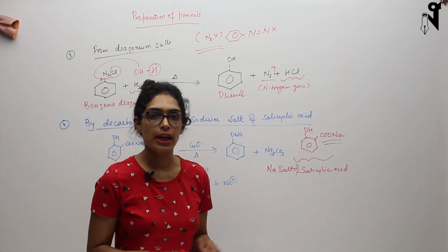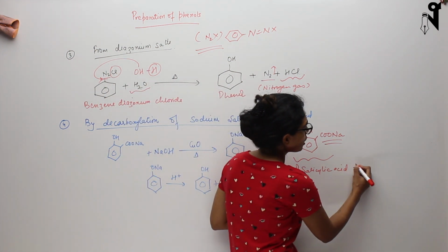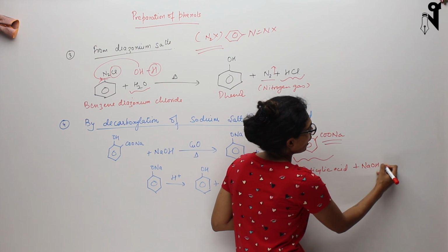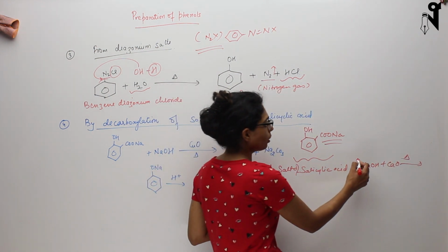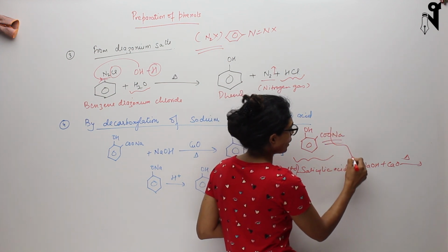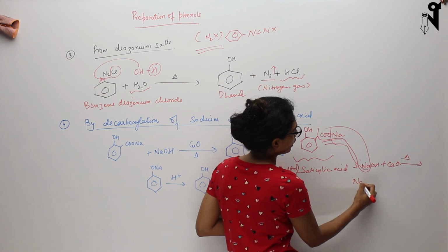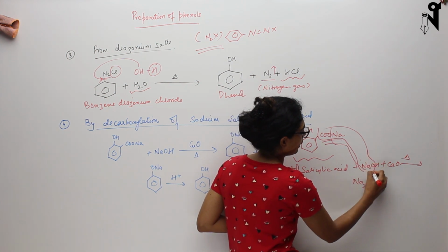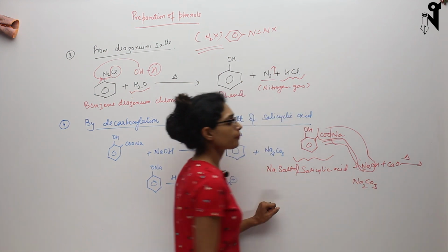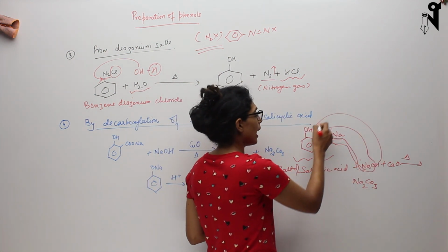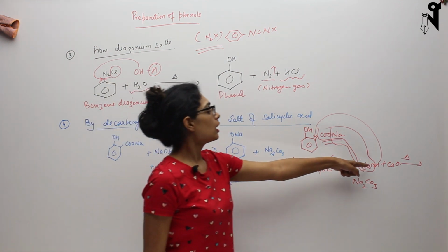So we have a carboxylic acid, we form a sodium salt of the carboxylic acid, then we treat it with soda lime. Soda lime is what? NaOH and CaO, and we heat it. So the Na of NaOH and the COONa will go together to form Na2CO3. This hydrogen goes and takes the place where the COONa was present, so it becomes an alkane by the replacement of that group with hydrogen.